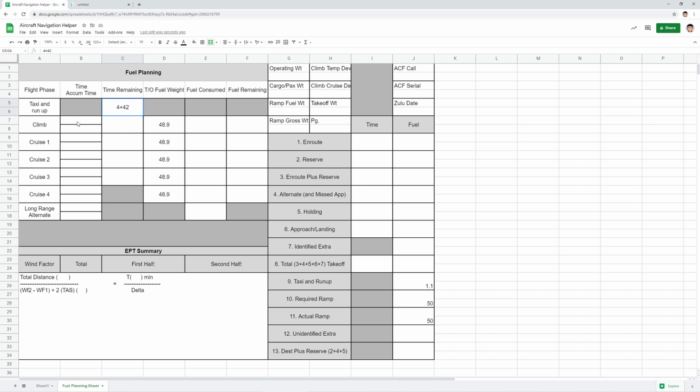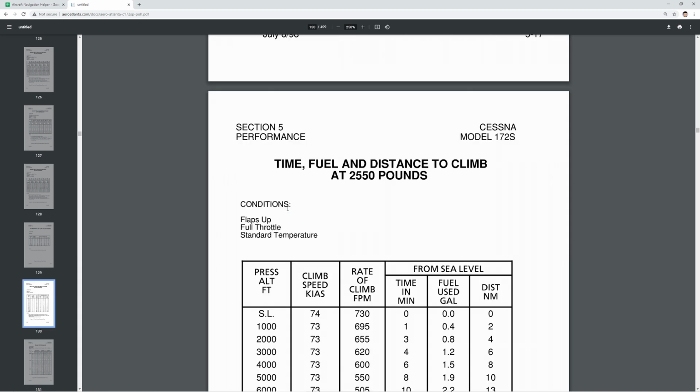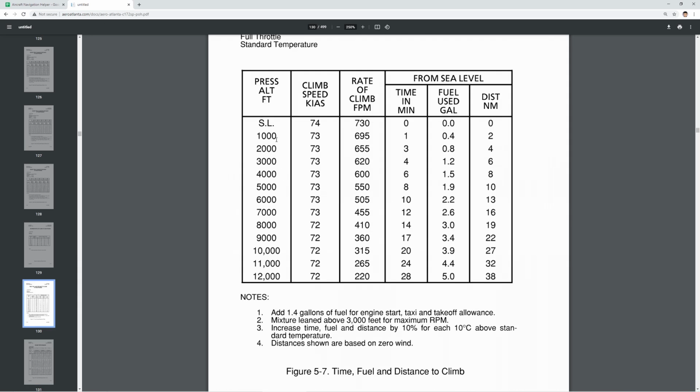So let's now calculate our climb. We said we were going to be climbing up to 6,000 feet. So now we pop over to our time, distance, and fuel table, and see how long it takes to get from sea level, which at KEEN is about 1,000 feet. So we're going from 1,000 to 6,000, a 5,000 foot climb. So we have to take our 6,000 number and subtract the 1,000 foot calculations. Ugh, I hate that. Let's go ahead and do it.